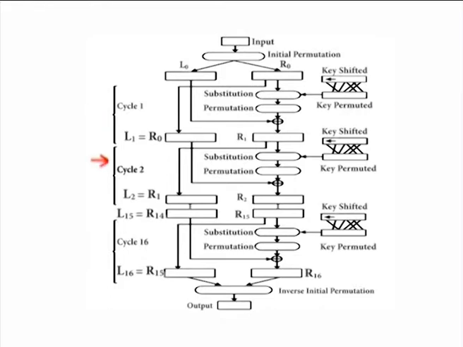The cycles are repeated 16 times. After the 16th cycle is a swapping operation and a final permutation, which is the inverse of the initial permutation. Remember here that permutation and transposition are one and the same thing.